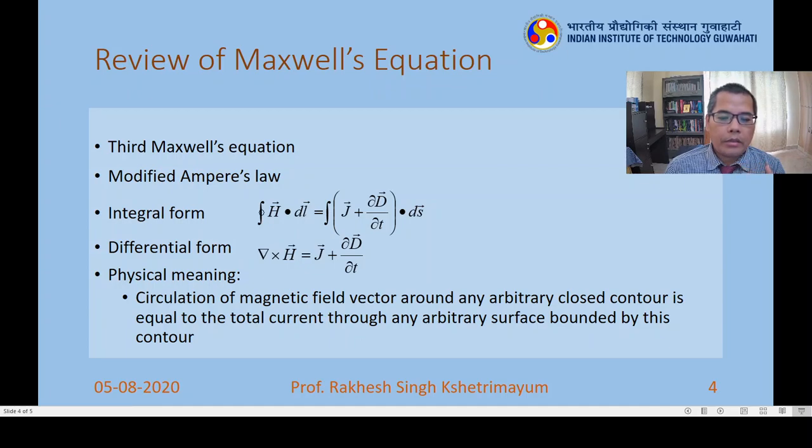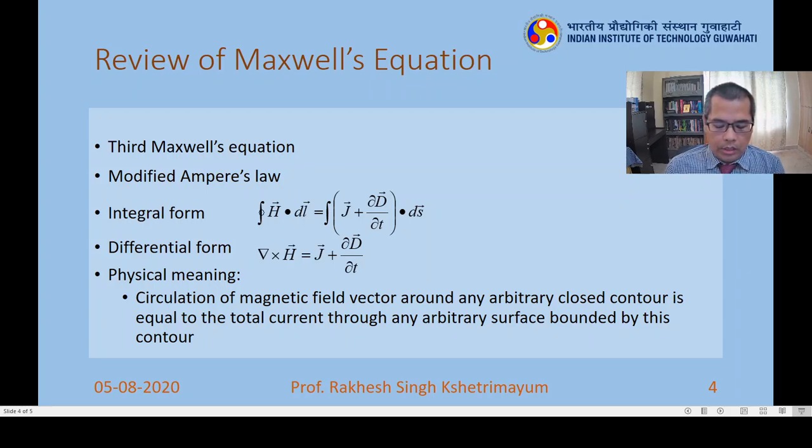circulation of magnetic field vector around any arbitrary closed contour is equal to the total current through any arbitrary surface bounded by this contour. So if you have a closed contour, how many arbitrary surfaces can it make? It can make infinite surfaces. I'll discuss it clearly in the online class. So now basically your circulation of magnetic field vector around any arbitrary closed contour is equal to the total current. Total current means you have both conduction current and displacement current. Don't forget that we also have displacement current due to the time varying electric field, and we also have conduction current J. So total current through any arbitrary surface bounded by this contour.